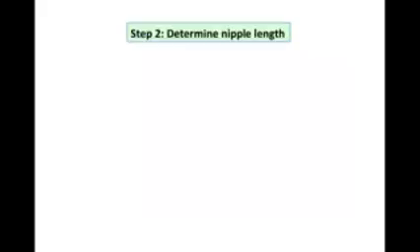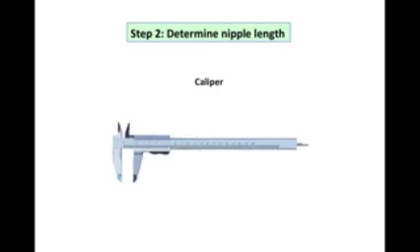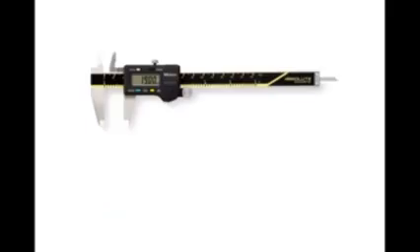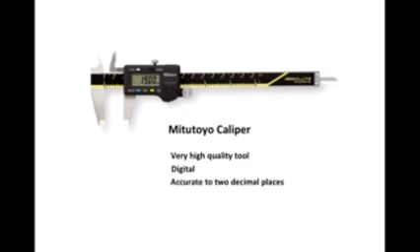Step 2 in determining ERD is to determine the nipple length, and for that I need a caliper. A caliper allows me to measure 3 dimensions. One is the outside dimension of an object, also the inside dimension, and the depth. This is my prized tool, my Mitutoyo caliper, and boy do I love this tool. I use it every day. It's very high quality, it's digital, it's accurate to 2 decimal places, and it can be used to measure either inches or millimeters. Normally you're using millimeters, but it does convert to inches as well.